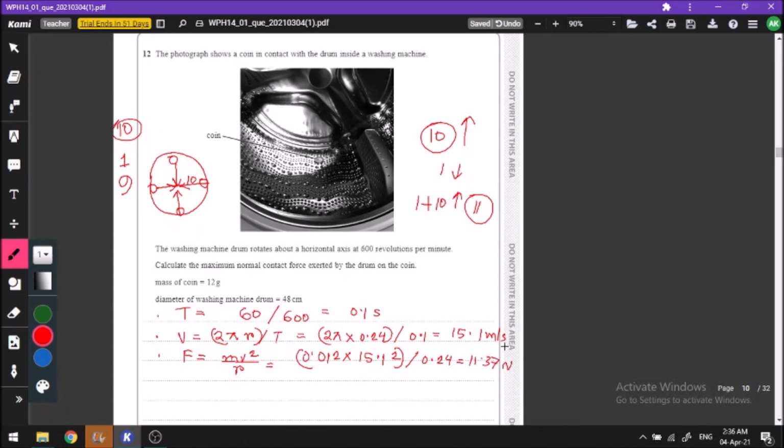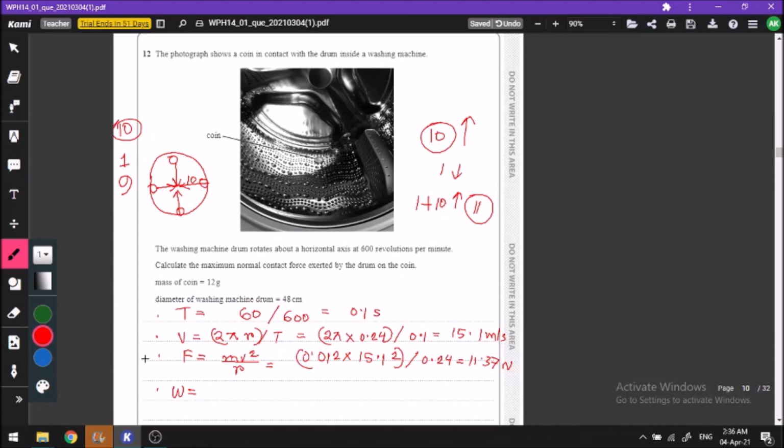I'm writing in this area, but in your main exam you should not write in this area, as the question paper says. Okay, then we have found the centripetal force that is needed. Now we also have to find the weight of the coin, because for the maximum normal reaction we have to add the weight as well as the centripetal force.